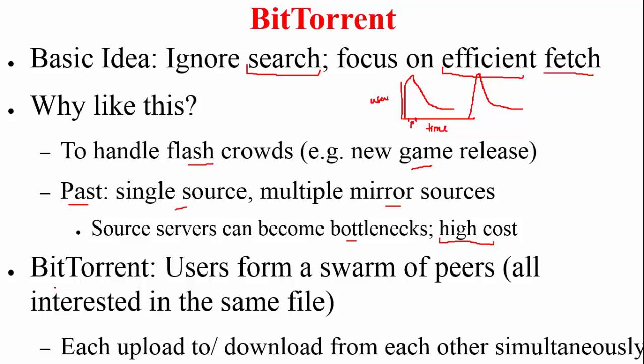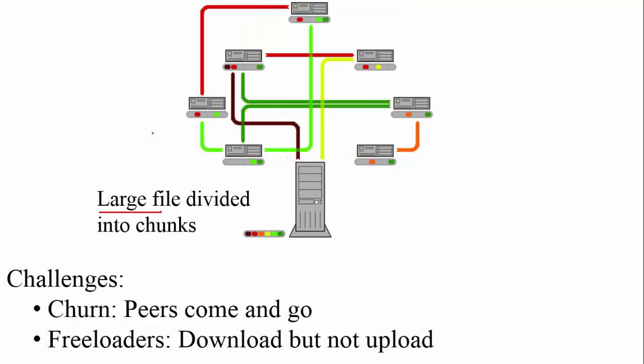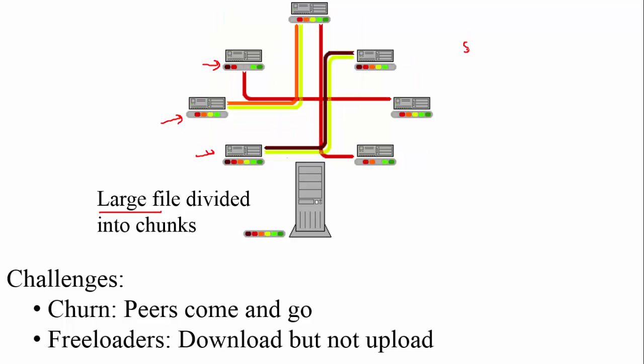BitTorrent is a peer-to-peer system which basically forms a swarm of peers, and all these peers are interested in the same file. Within the swarm, it facilitates efficient fetching of the file. In other words, each user is going to upload to as well as download from each other simultaneously. This figure captures what is happening nicely. You have a large file that you want to share among all these users. All these users are the ones that are interested in this particular file. This is the swarm that they are forming.